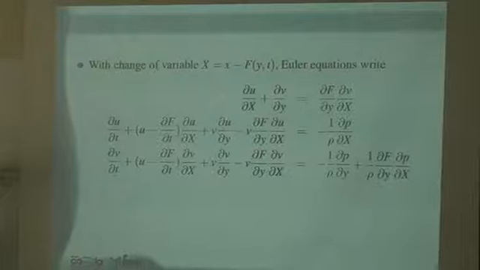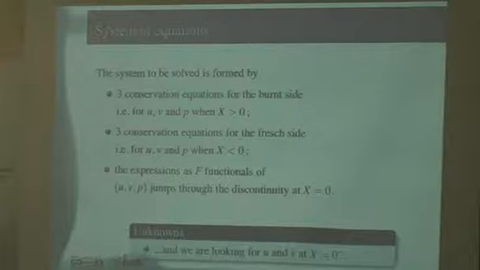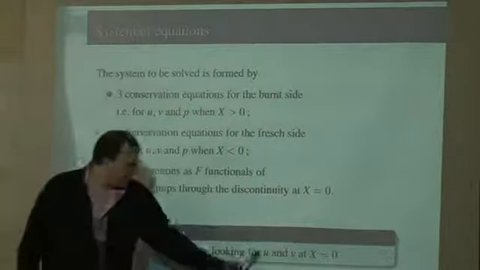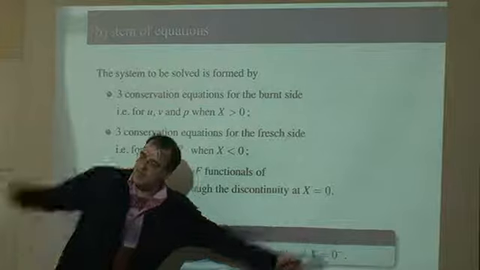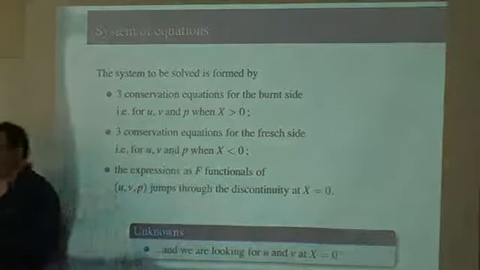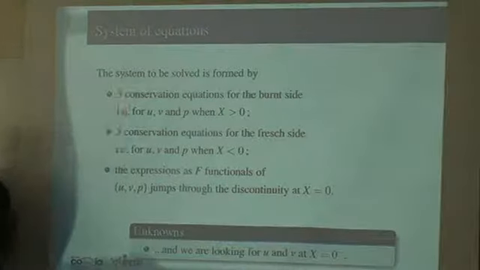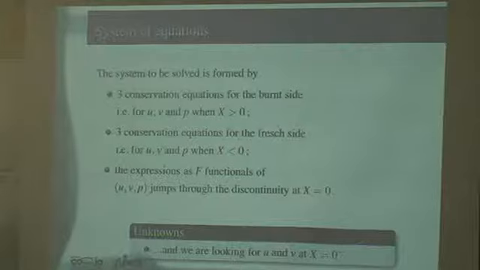Only tedious, not difficult. Just tedious. Okay? So, what are we looking for? Only u and v at x equals 0 on the fresh side. So, of course, we need to solve for everything. Well, we just have these two components. Okay, a little physics, very little physics. We scale the variables.